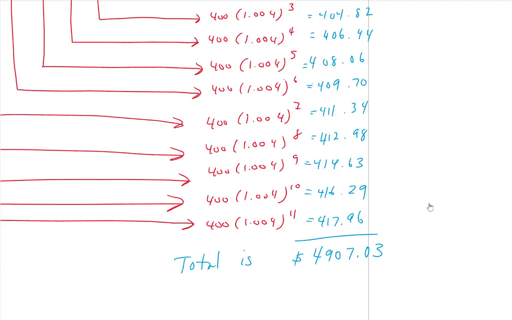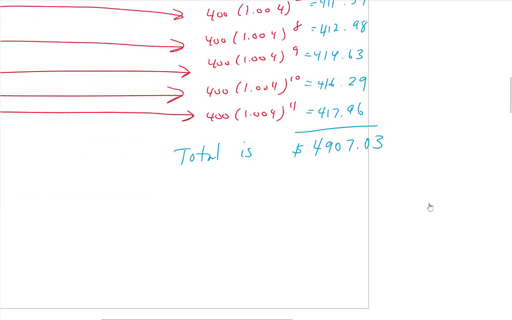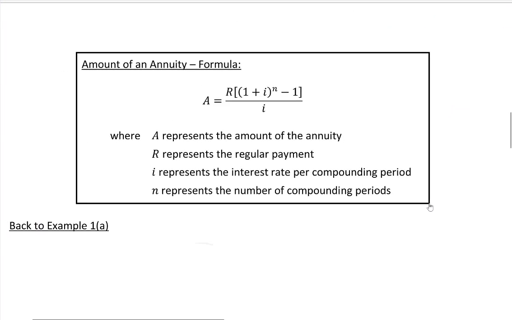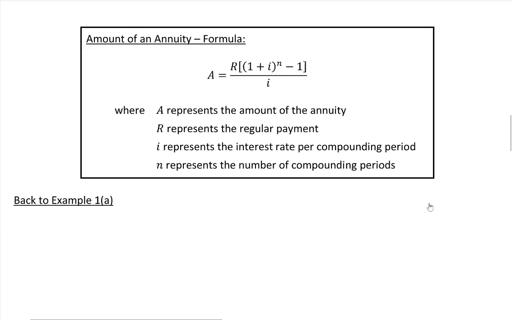So you can see this can be tedious if we had to do this calculation for several years. It's already tedious doing it for 1 year. So let's look at a quicker way to calculate the amount of an annuity. So of course there's a formula for this, and the formula is shown here. So the amount of annuity can be determined by the following formula, where A represents the amount, R represents how much you put in on a regular basis, I represents the interest rate per compounding period, so you always got to change that to the correct interest rate, and N represents the number of compounding periods.